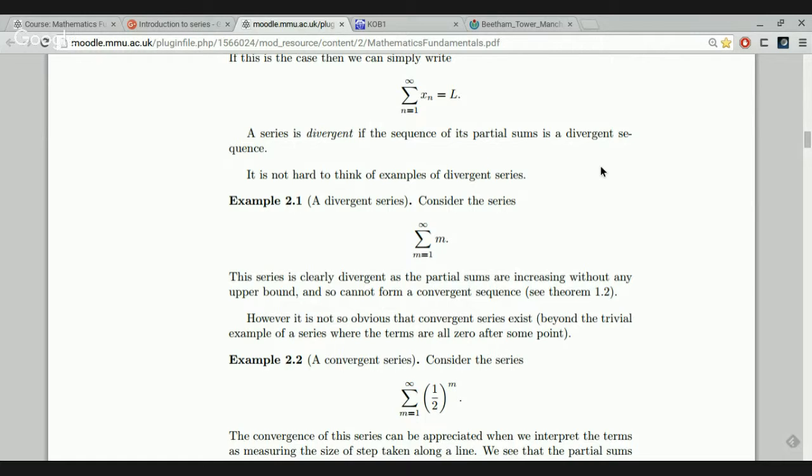Now here's a proof of that. I don't think the proof is in the notes. No, it just refers to it. So this is a proof that the harmonic series is not convergent.